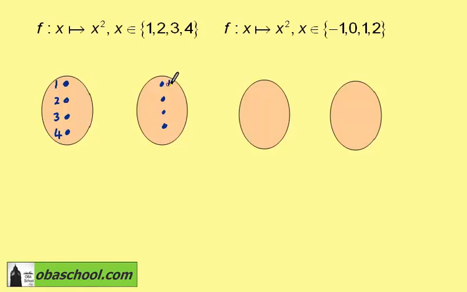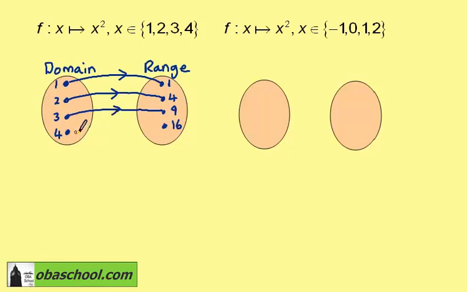One squared is 1, 2 squared is 4, 3 squared is 9, and 4 squared is 16. Remember, this is the domain, the input values, and this is the range, the output values from our function. This is how the mapping worked. 1 went to 1, 2 to 4, 3 to 9, and 4 to 16.